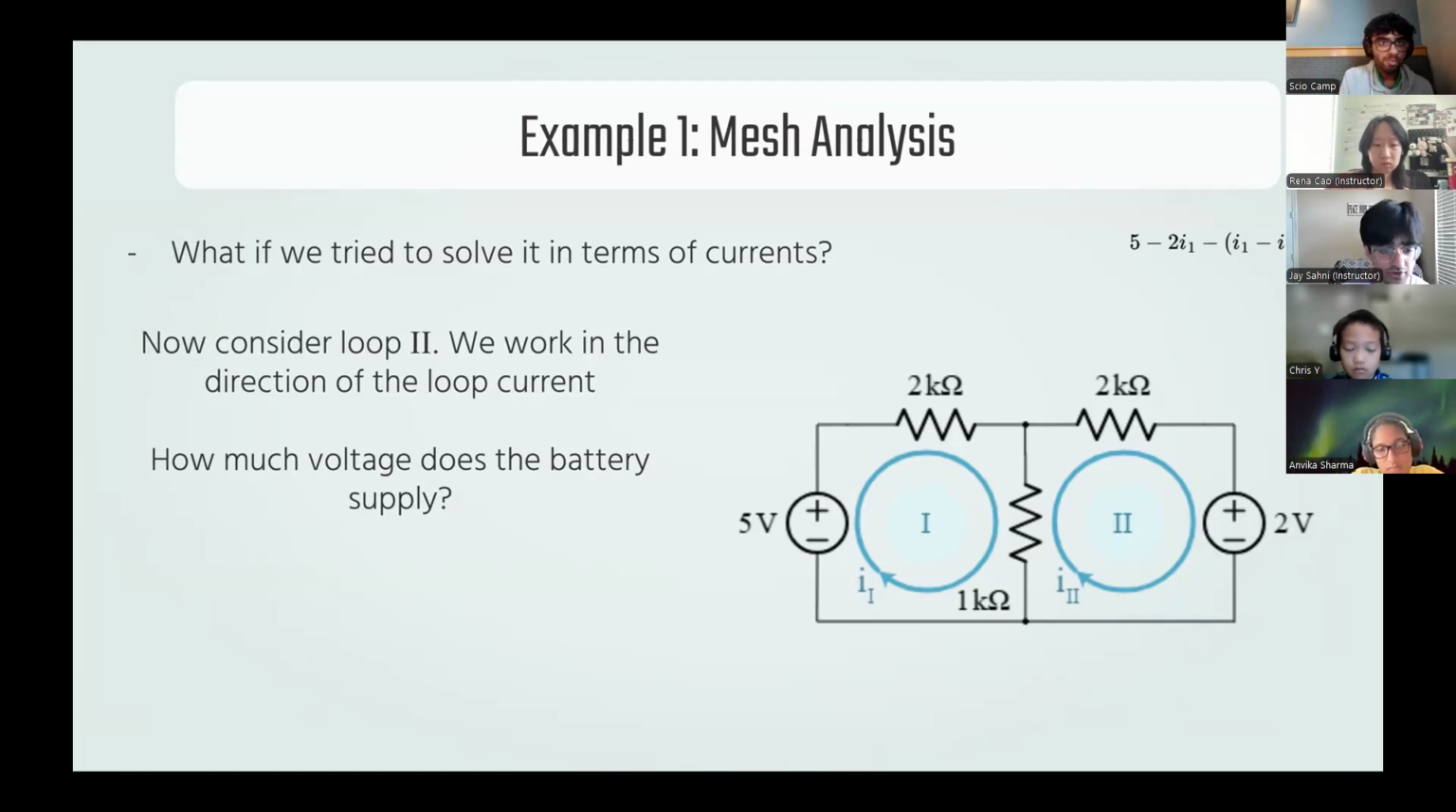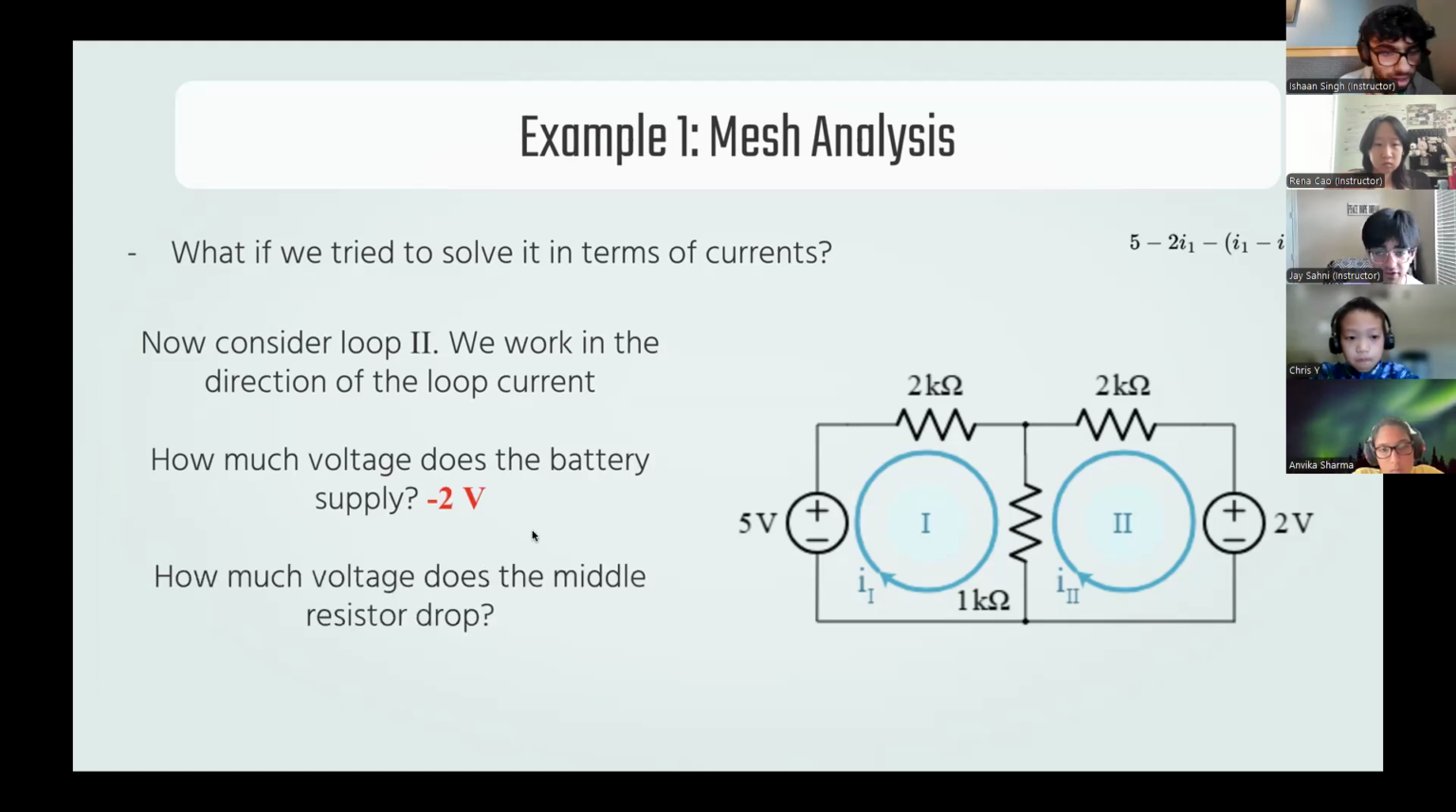So loop 2, I want you guys to quickly say in chat, what's the voltage of the battery supply? We're going to go through this quicker. Okay, yeah, 2 volts, perfect. Same reasoning. No, wait, not quite. No, it's not 2 volts. Negative 2. Remember, we're going in the direction of the loop. Okay, yeah, that was important.